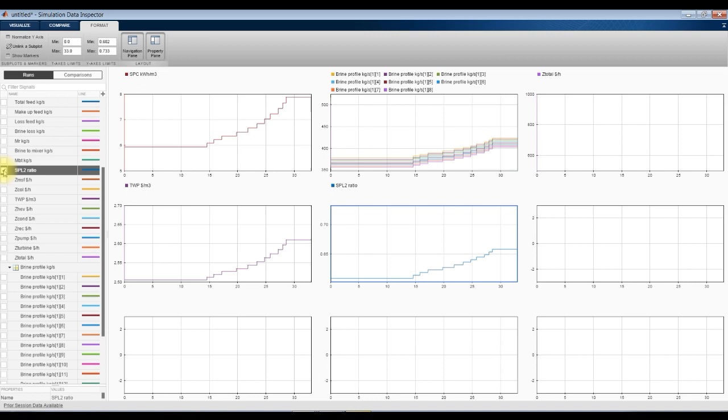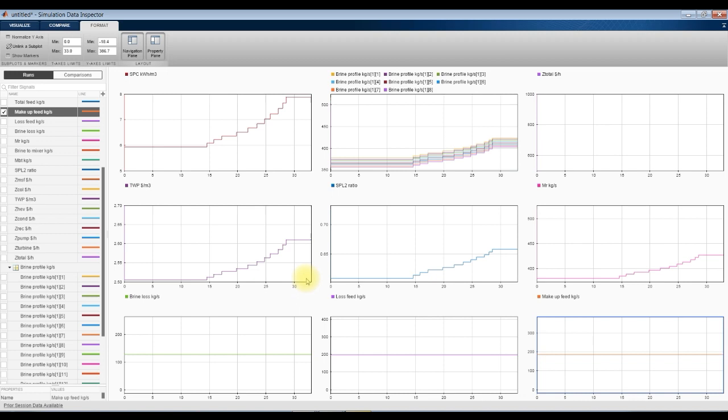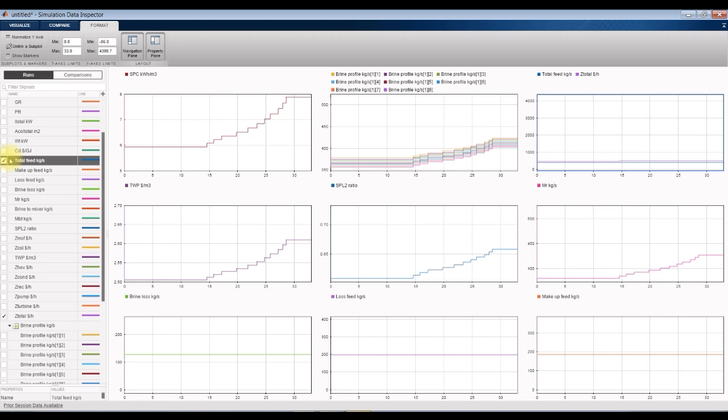This is the splitter ratio results. I'm going for yes. Okay. Recycle stream, and this is brine loss stream, and this is loss feed stream, makeup feed stream. Total feed stream, just slightly changes.